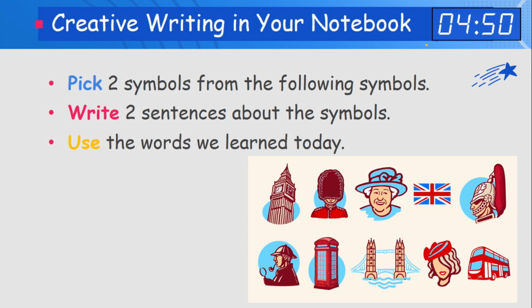Of course, we have Sherlock Holmes. He's a famous detective. The book was written in England. We have the telephone booth, the famous British telephone booth. We have London Bridge. We have also a woman, I think she works in an airline called British Airlines. And we have the double-decker bus. Use the words we learned today in your writing. Good luck!